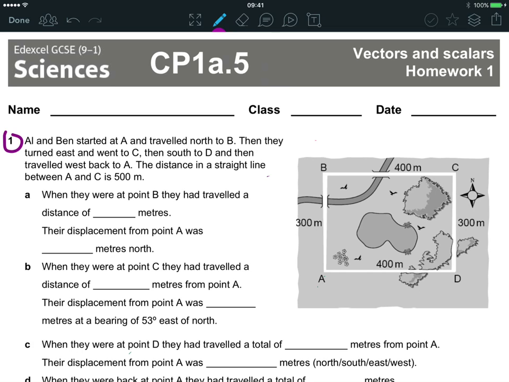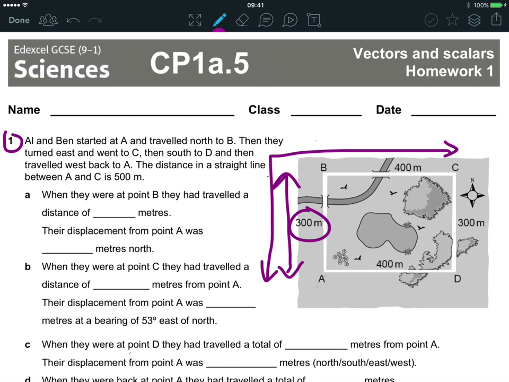So just to clarify, distance is how far you have actually travelled. So the distance from A to B is 300. The distance from A to C, if you were to go via B, is going to be that far, and it's going to be 300 plus 400, so that's going to be 700. However, the displacement is actually the shortest distance between the 2 points. So the displacement would be the length of that distance there. And in the question, they do actually tell us that that distance is 500.